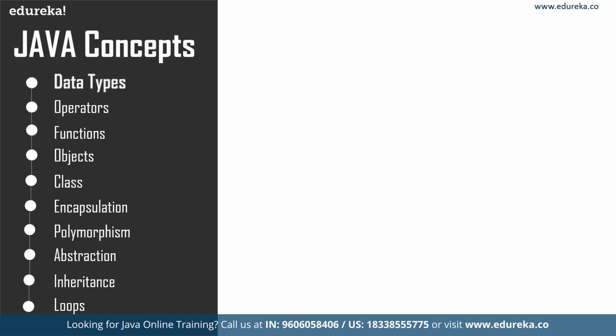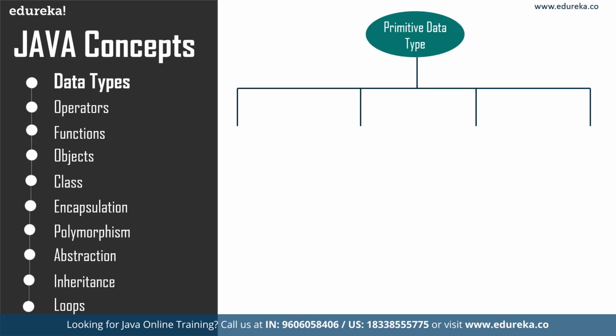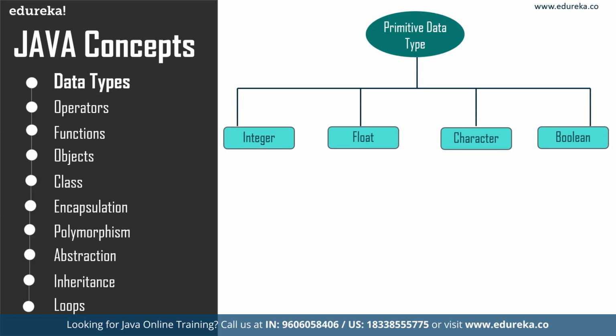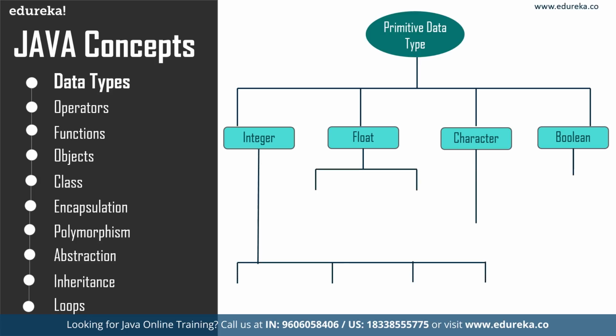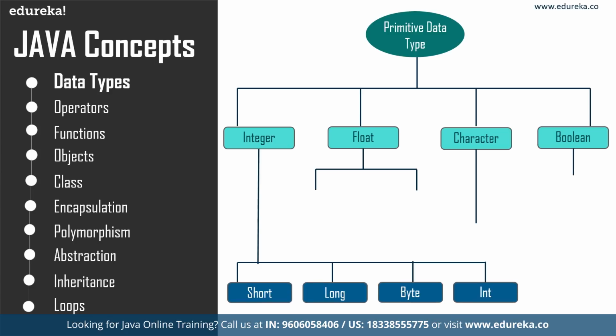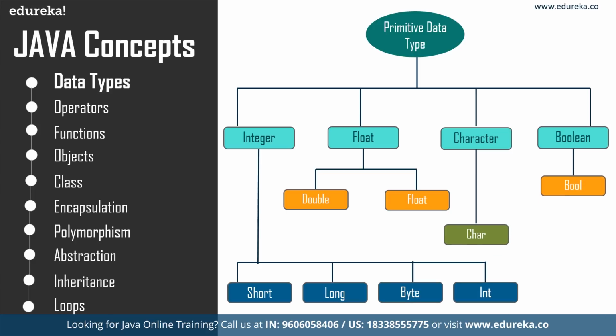Now the first one is data types. Now there are various types of data which can be used in Java. So first we have the primitive data type, which can be divided into 4 types. So first we have the integer, then we have float, then character and boolean. Now integer is also divided into another 4 parts, which are short, long, byte and int. Then for float we have double and float, and for character we have char, and boolean is bool here.